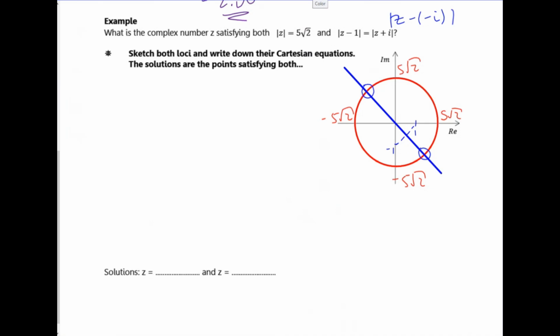And there probably are different ways that you can answer this question, but the most straightforward and versatile way of doing it is to calculate the Cartesian equations of these loci and then solve them simultaneously to find the point of intersection.